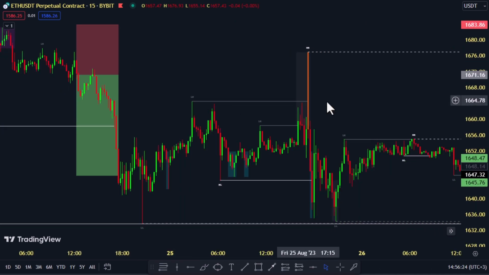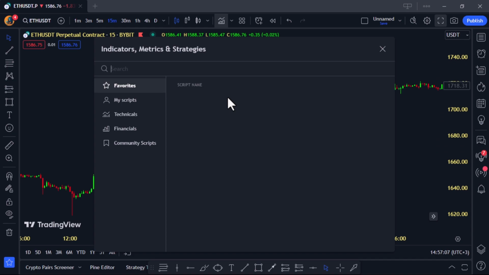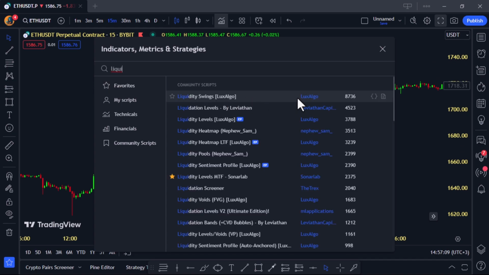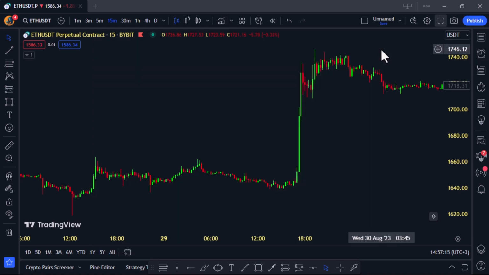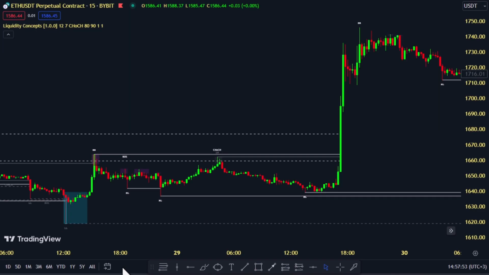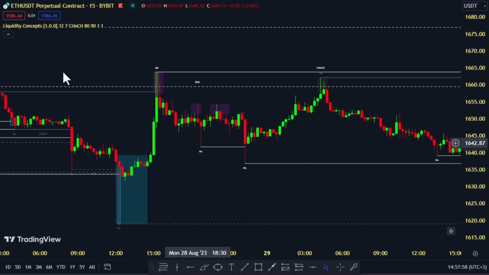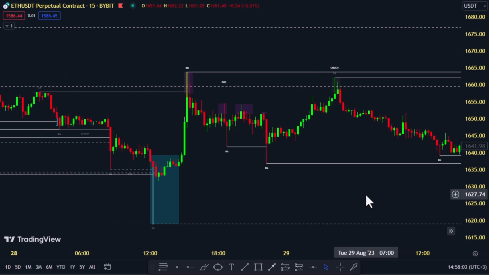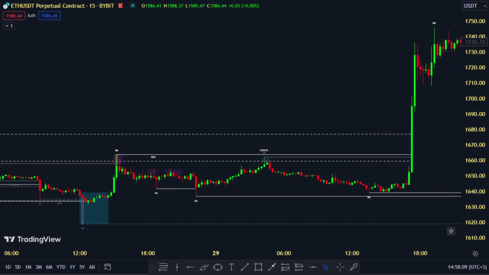First things first, let me show you how to add this indicator to your chart. It's a breeze, I promise. Just open any chart on TradingView and search for Liquidity Concepts by Hunter Algo. This indicator is, without a doubt, one of the best liquidity indicators I've ever tested. Now, I know it might look a bit complex at first glance, but don't worry. I'm here to walk you through everything you need to know about this tool so you can easily spot those lucrative trade opportunities. The Liquidity Concepts indicator comes with a market structure detector and pivot points.